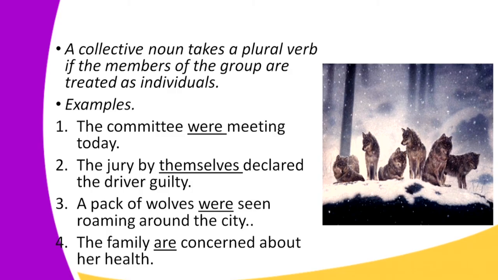Number 3, we have a pack of wolves were seen roaming around the city. Again, a pack of wolves is not being treated as a singular entity, but as a plural entity, or basically we are looking at its individual members. That's why we are using the plural verb, were. Number 4, we have the family are concerned about her health. Once again, we are assigning the family a plural verb, are.